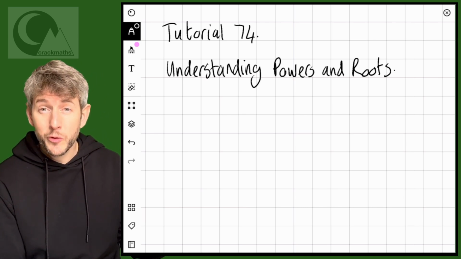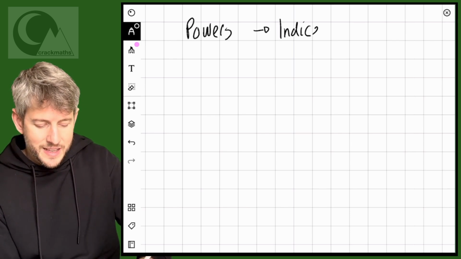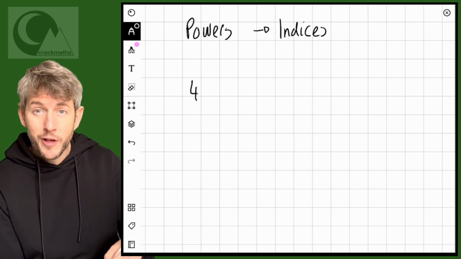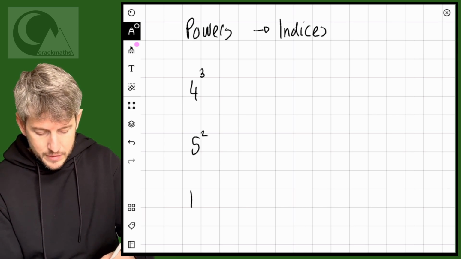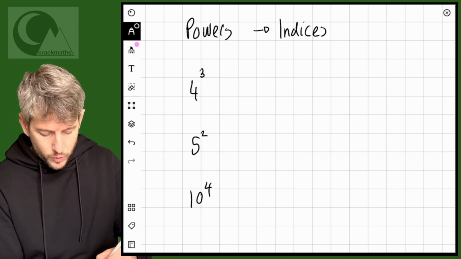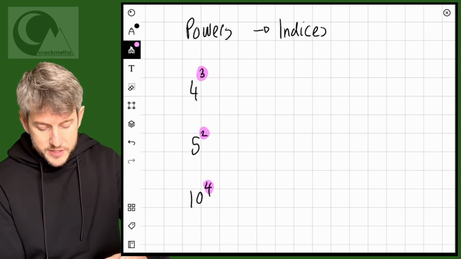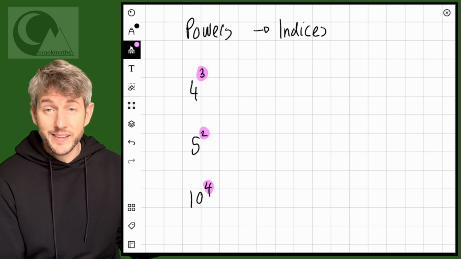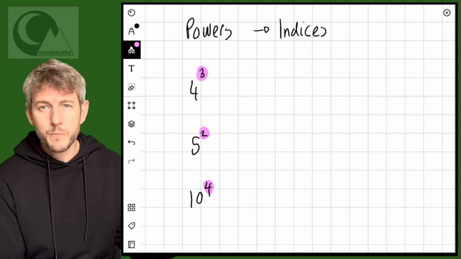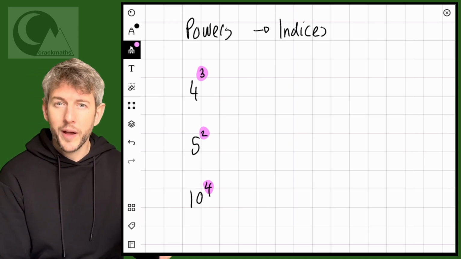When we are talking about powers, we're also referring to what is known as indices. These refer to when I have 4 to the power of 3, 5 to the power of 2, or 10 to the power of 4. The powers refer to these numbers here, and these numbers tell us how many times we are going to multiply the base number by itself.